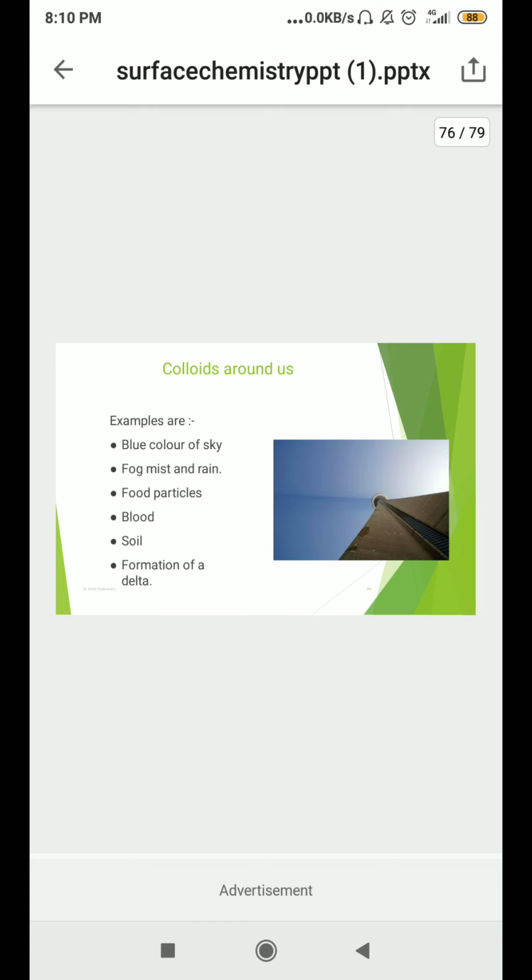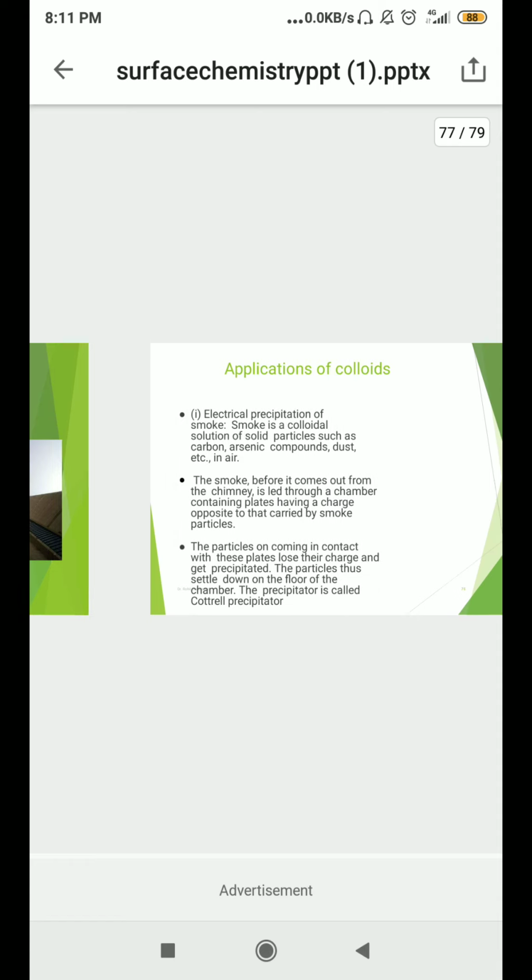Let's talk about the colloids around us. What are there in our surroundings as colloids? That is the blue color of the sky, fog, mist and rain, food particles, blood, soil, and the formation of delta. These are the wonderful examples around us of the colloids.